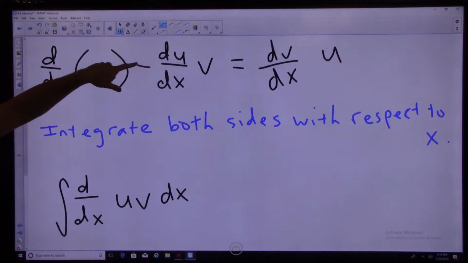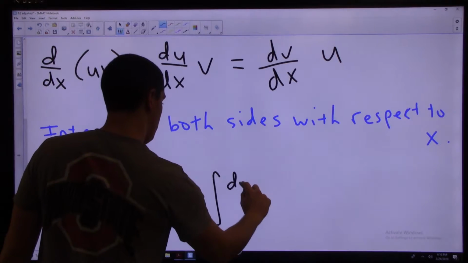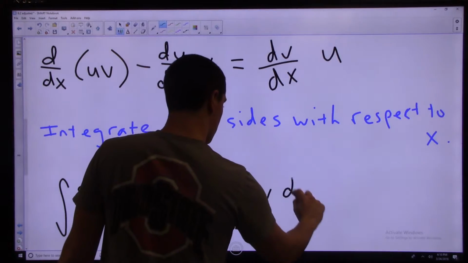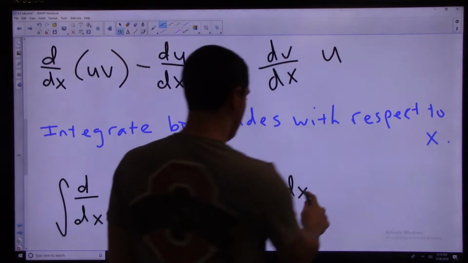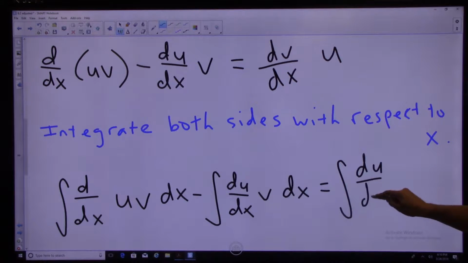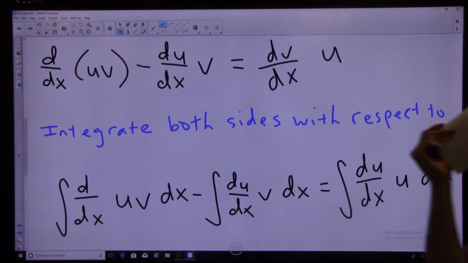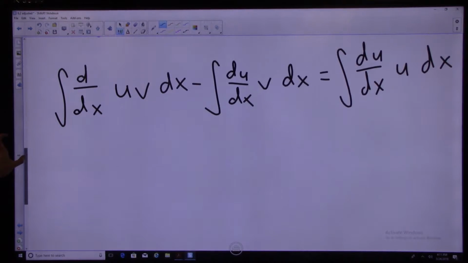Now we've got to integrate everything, so it's going to be minus the integral of du over dx times v, and we still have this dx. We want to integrate that with respect to x. We've got to do the same thing to the right side, so it's going to be the integral of dv over dx times u dx. Now let's keep it going. We're not quite to the integration by parts form. We've got to keep cleaning it up here.